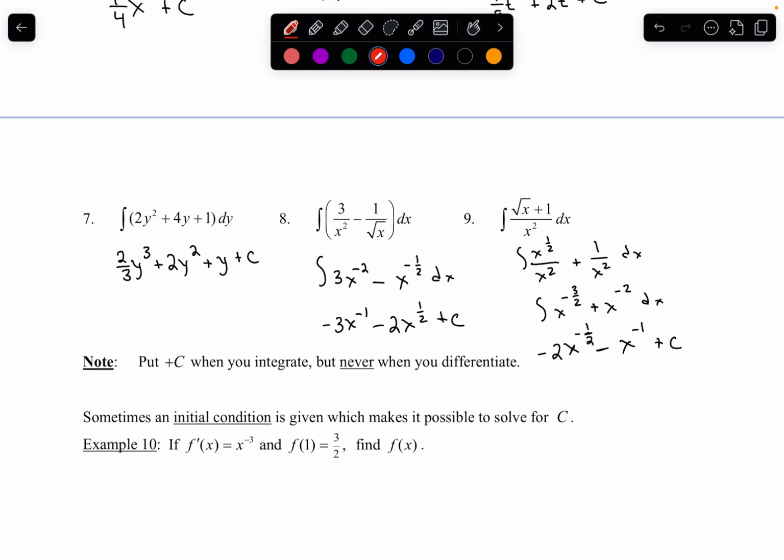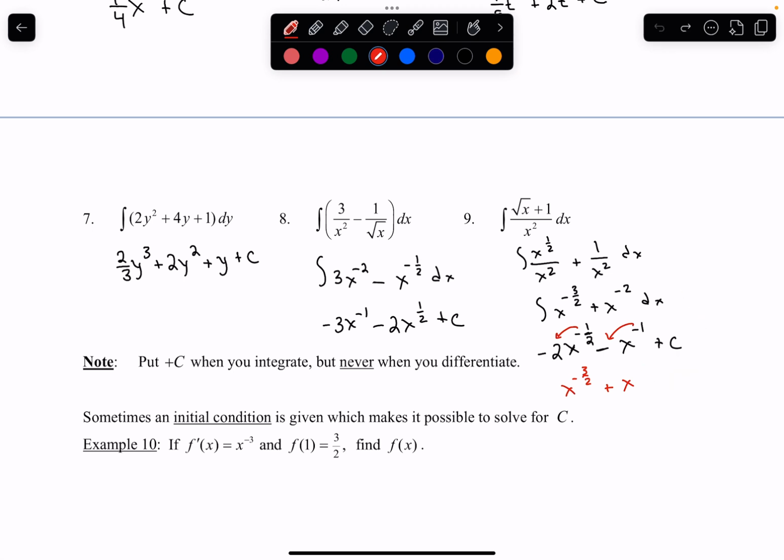I just got? Well, negative 1/2 getting multiplied down makes the negative 2 go away. And then I minus 1, so I get negative 3/2. And then negative 1 getting multiplied down becomes a positive, and I minus 1, I get x to the negative 2. And I can see that that's where I started.